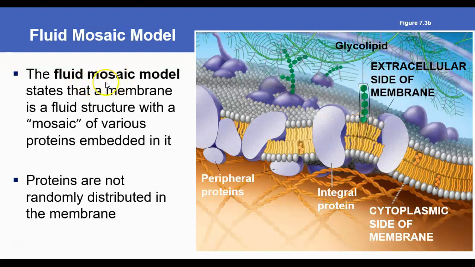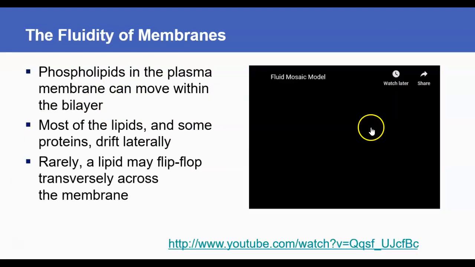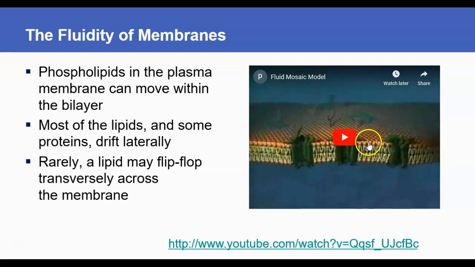So that's the mosaic part, and the fluid is that it's all moving around. You can watch this video: the lipids can move around, the proteins move around, but they don't flip so much from up to down. In fact, when they do, that's based on some signaling, and it's a signaling thing that's specific and meaningful.